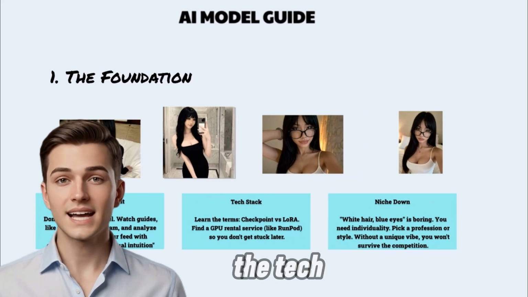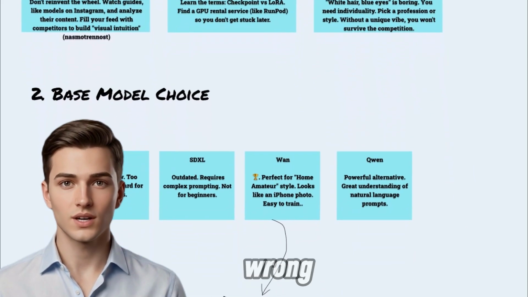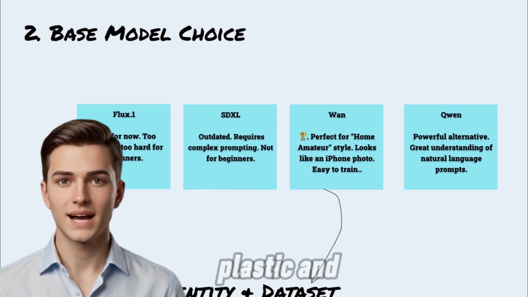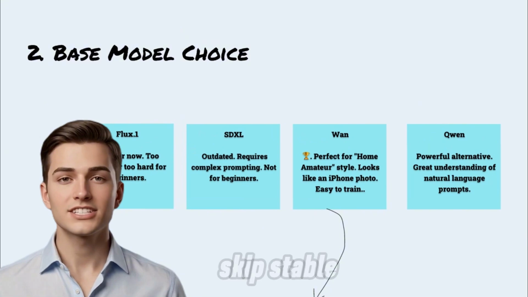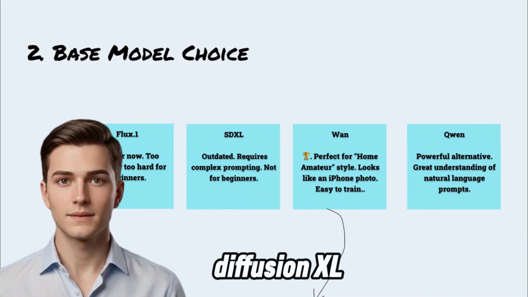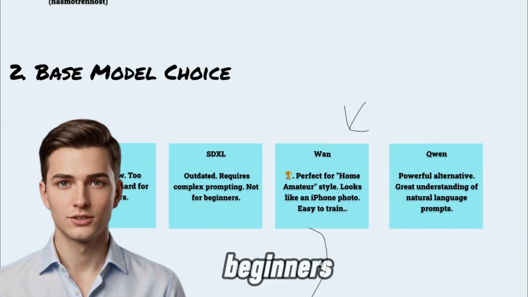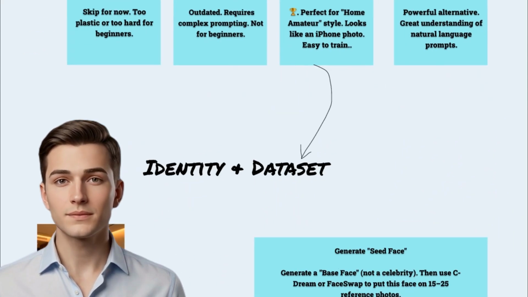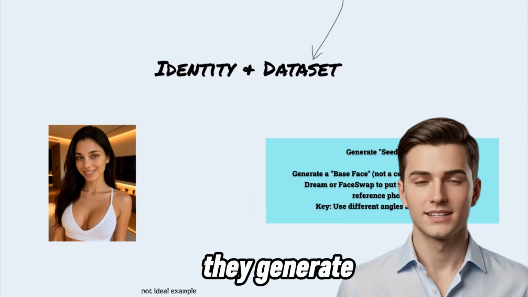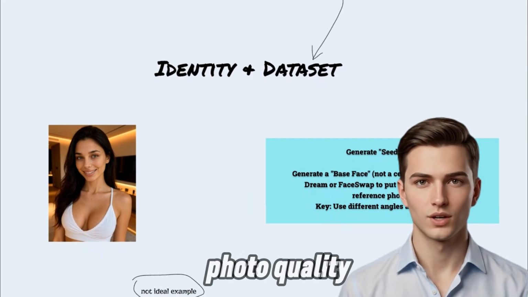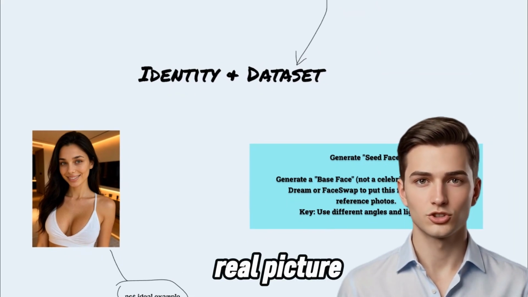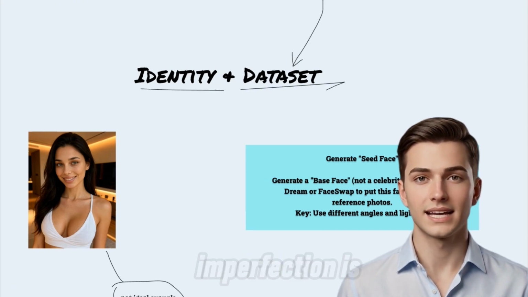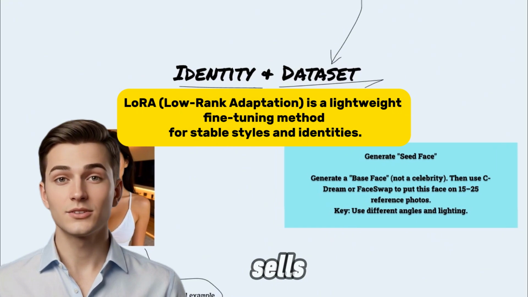Now let's talk about the tech. This is where everyone gets it wrong. Avoid Flux for now. It creates faces that are too plastic and perfect. Skip Stable Diffusion XL. It is outdated for beginners. The current meta is Qwen. Why? Because they generate that home-style amateur photo quality. It looks like a real picture taken on an iPhone with bad lighting. And believe it or not, that imperfection is exactly what sells.